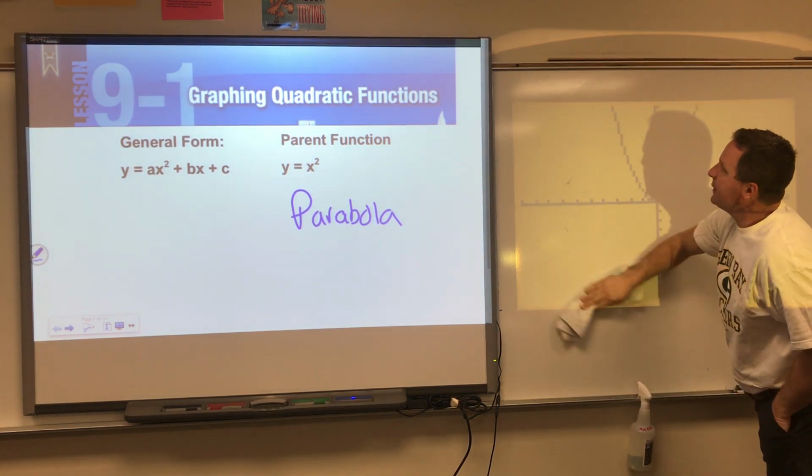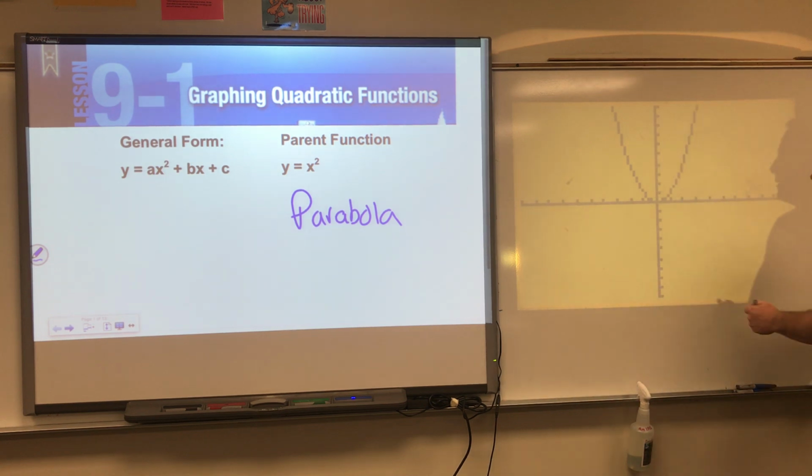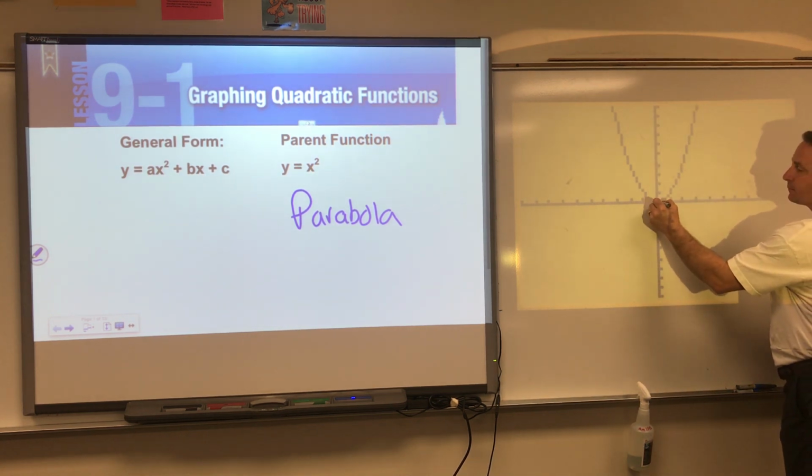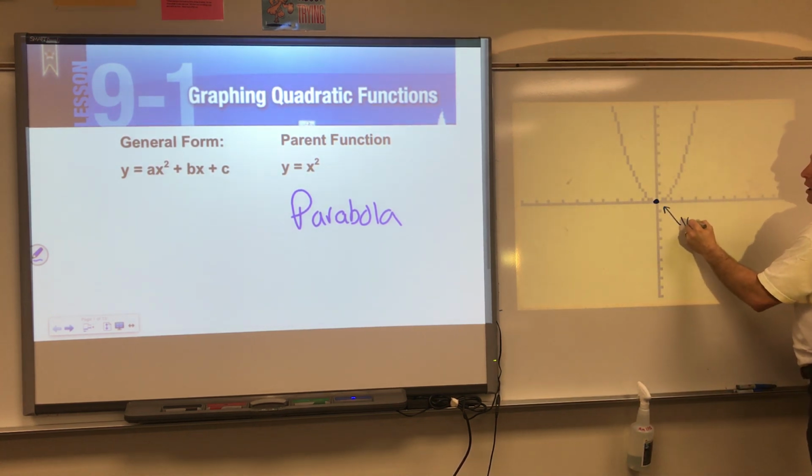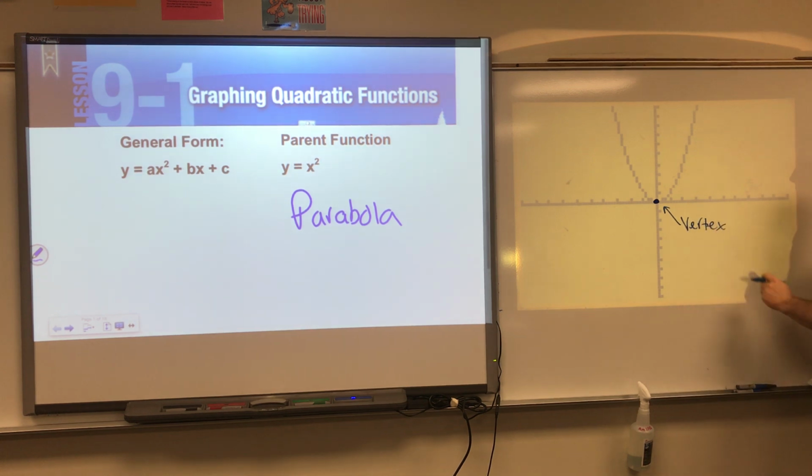And right down here at the bottom, there's a special name for this point. It's called the vertex. And on the parent function here, the vertex is a special point, and it's right at the origin, 0, 0.